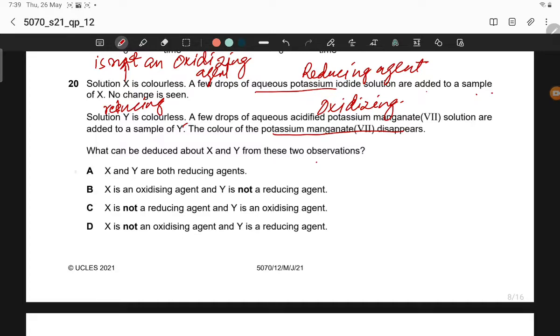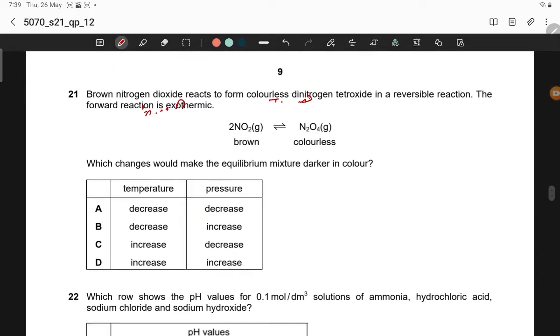X and Y are both reducing agents is incorrect. X is an oxidizing agent, Y is not a reducing agent. Y is a reducing agent, so this is also incorrect. X is not a reducing agent and Y is an oxidizing agent. This is also incorrect. X is not an oxidizing agent, yes, this is correct, and Y is a reducing agent. So D option is correct.